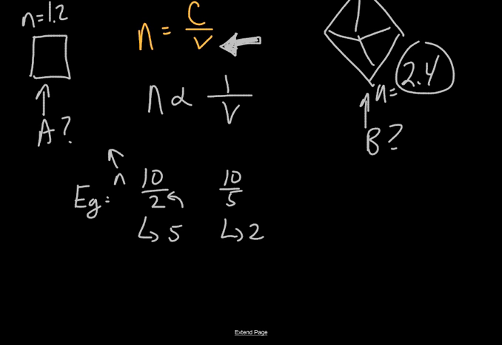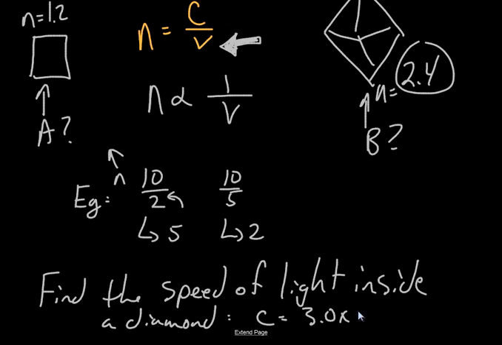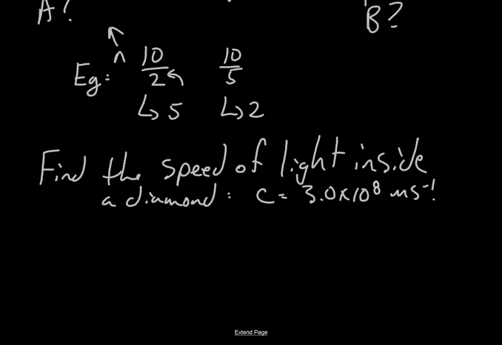Okay, so just to reinforce this concept, do this for me. Find the speed of light when light is inside a diamond. And one thing to remember, c is always going to be equal to 3.0 times 10 to the 8 meters per second. So, okay, let's look at this.